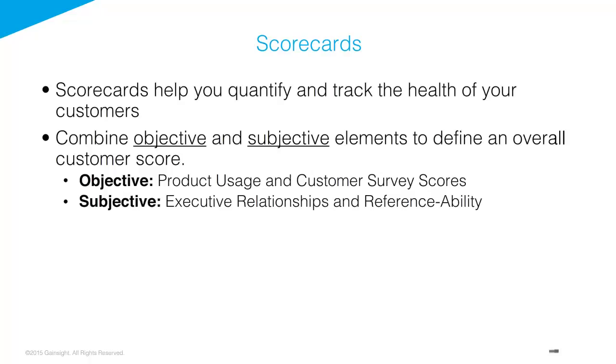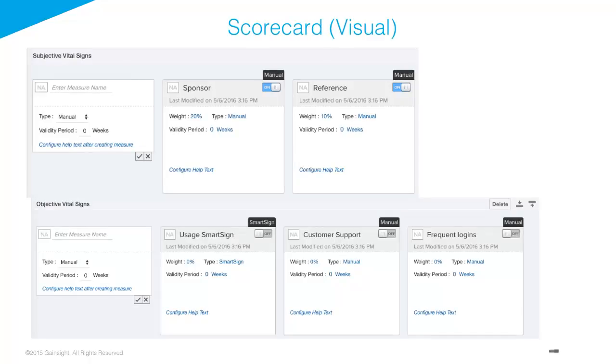While much of Gainsight is based around the processing and use of objective, quantifiable data, there will always be a subjective component to customer success management. Scorecards are a simple, visual way to combine objective and subjective elements to track the health of your customers. This is a screenshot from C360 showing what scorecards look like, both subjective and objective. Subjective scores include things like personal interactions with customers. Objective scores are data-driven and will come out of automated processes via the rules engine.